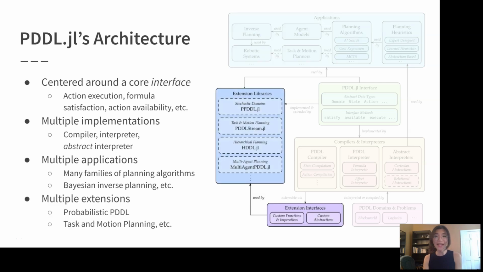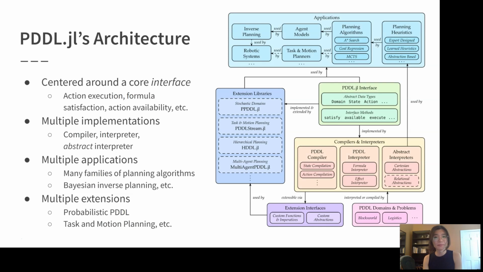Finally, PDDL.jl is designed to be extended, either by leveraging its extension interfaces for custom functions and abstractions, or by implementing completely new semantics for its existing interface methods. This allows for the future development of extension libraries that support various descendants of PDDL, such as PDDLStream for task and motion planning, or probabilistic PDDL for stochastic domains. Collectively, the goal is that these features will allow PDDL.jl to serve as a platform for contemporary AI algorithms and research programs that leverage the integration of symbolic planning with other technologies, including many of the applications I showed earlier.